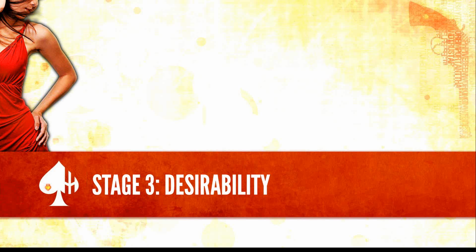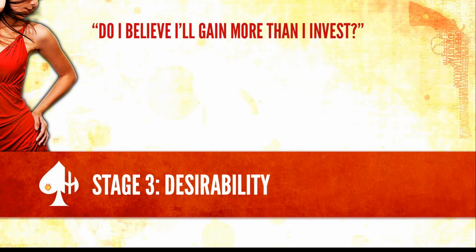Stage 3 is desirability. And this is about the question, do I believe I'll gain more than I invest? And this is actually very largely a neocortex question. This is where Sam has been weighing his options and deciding whether he is actually going to go ahead, whether it's going to be worth it. However, the limbic system is still strongly engaged at this point. He just doesn't really realize it.